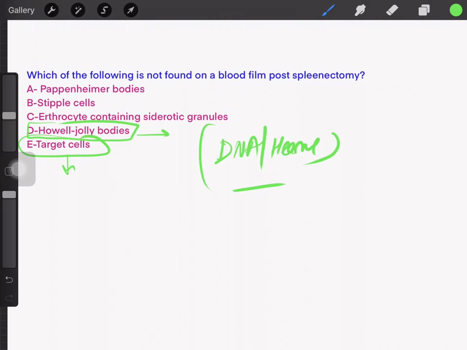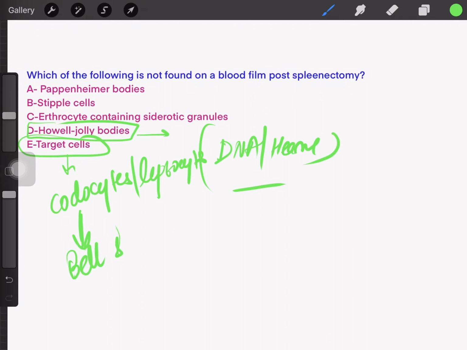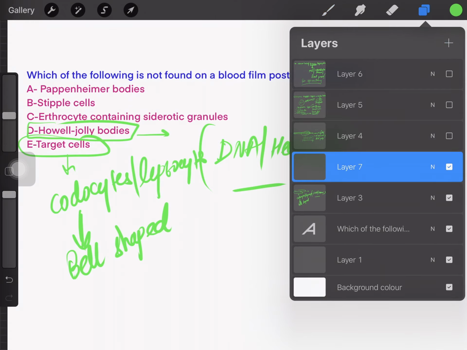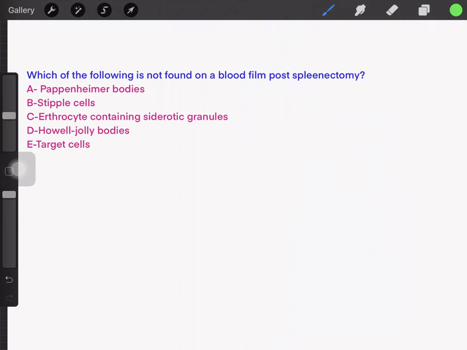Target cells, I've always fancied this term, it looks fancy to me. They're also called codocytes, I really like the name, and they are also called leptocytes. Codocytes come from the term bell-shaped. So in real life they are bell-shaped, but we see them as target cells on a PS. Only on a peripheral smear they are target cells.